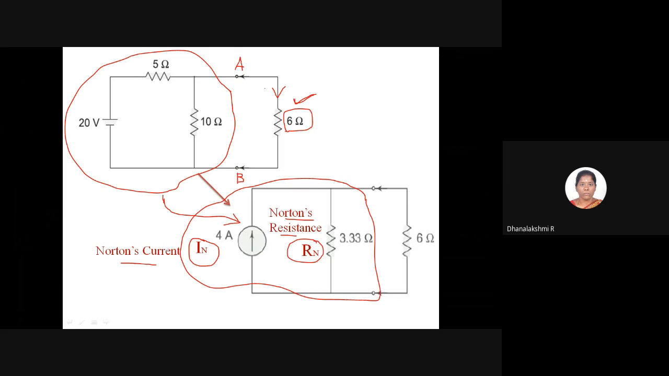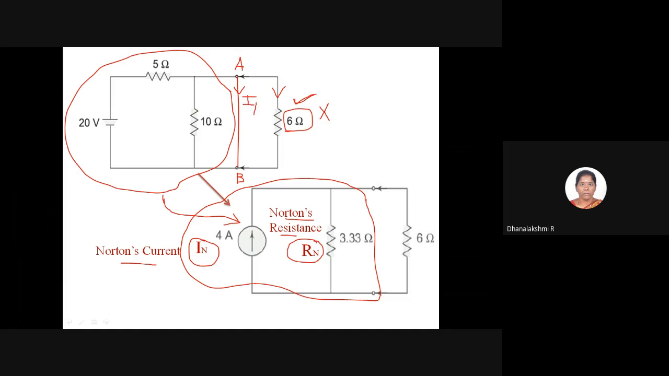So the first step is to remove this load resistor. In order to find the Norton's equivalent circuit, we want to remove this load resistance, and after removing that, we have to short that terminal. Here the terminals are A and B. After removing the 6 ohm branch, we have to make a short circuit across the terminal AB, and whatever current flows in this short circuit is what is called the Norton's current IN.